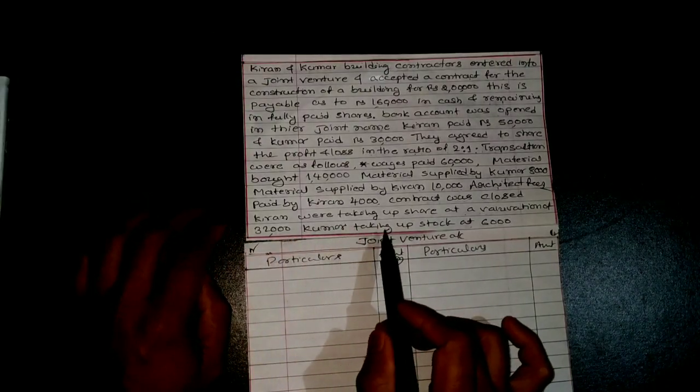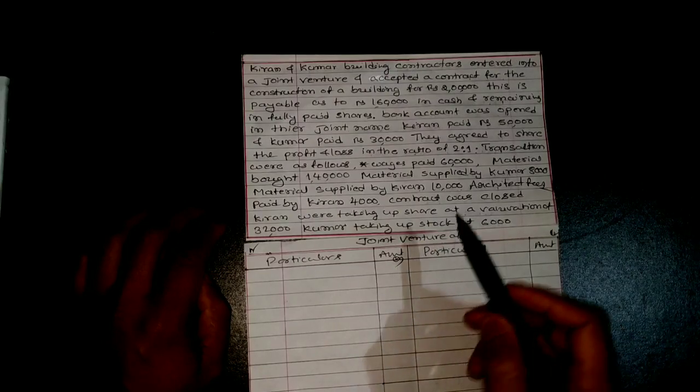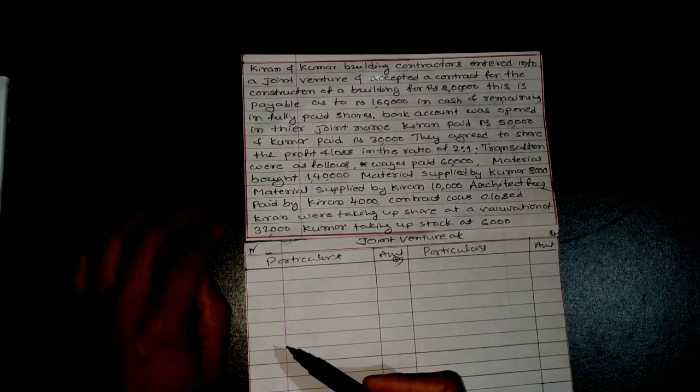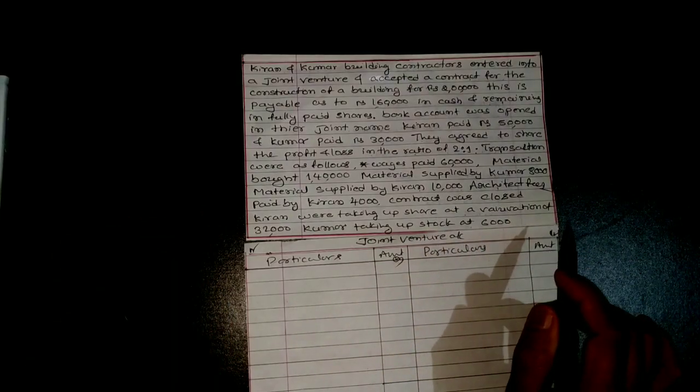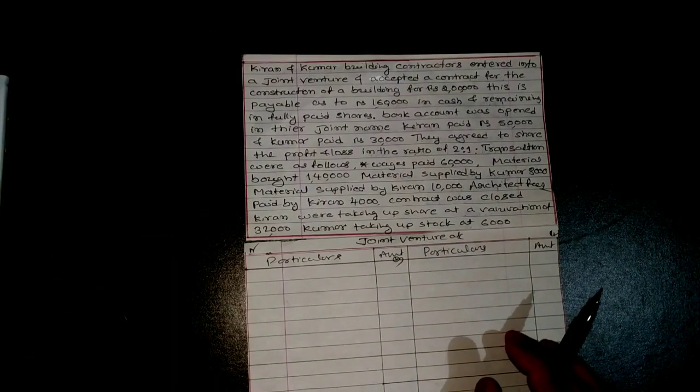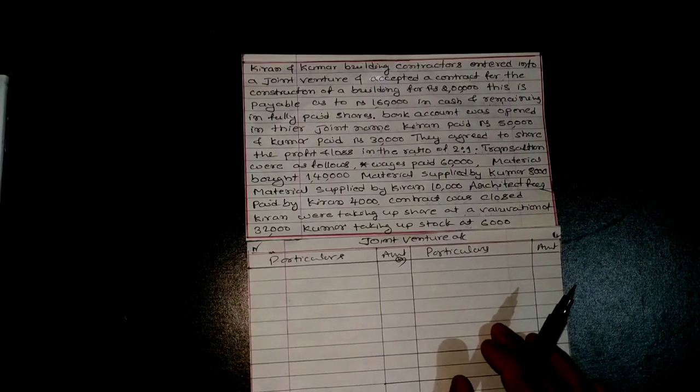Kumar taking up stock at 6,000. If Kumar brings things into the business, it is to Kumar; here he took over from the business. Okay, shall we go to the problem? First we have to prepare the joint venture account.